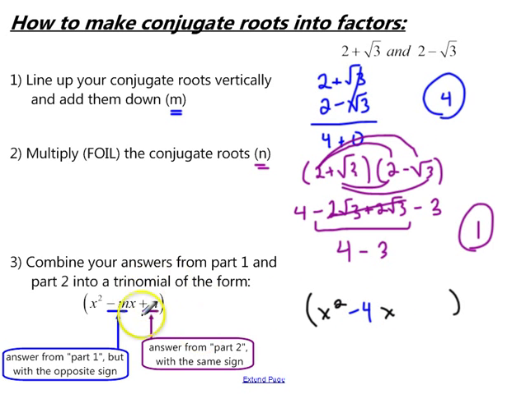Then this plus n at the end, that's our answer from part 2 with the same sign. So since we had a positive 1 in part 2, that's going to be our third term in our trinomial. So this is going to be one of the trinomials that we use in finding our final polynomial equation.